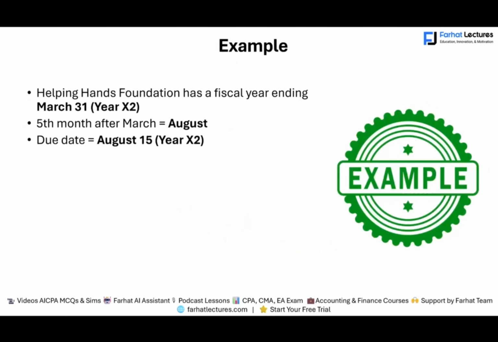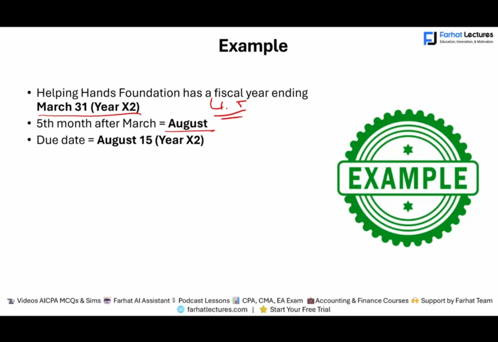Let's take a look at this example. We have Helping Hands Foundation, which has a fiscal year ending March 31st. Helping Hands is a nonprofit. Guess what? They have 4.5 months. They have an extra month. So you count, and it's going to be from March, August the fourth month, plus 15. August will be the 5th month and 15 days. August 15th will be the due date. So for nonprofit, you have 4.5 months.